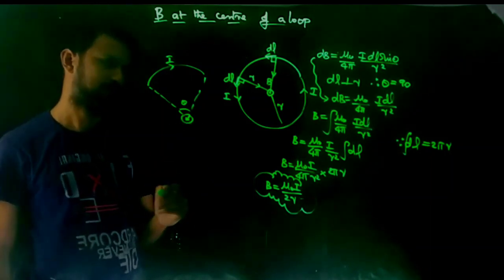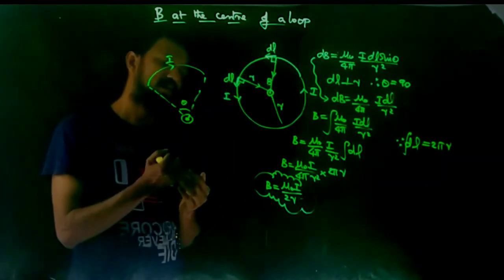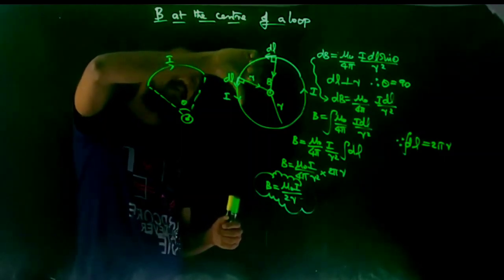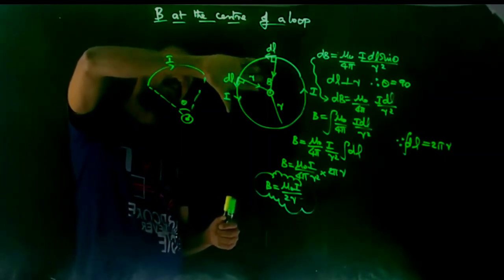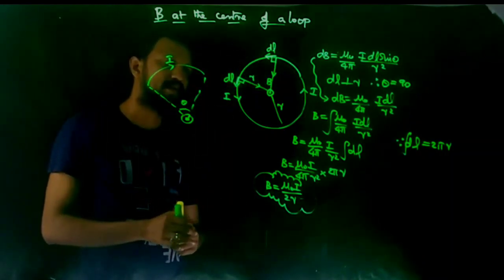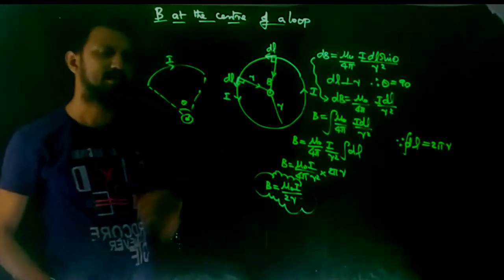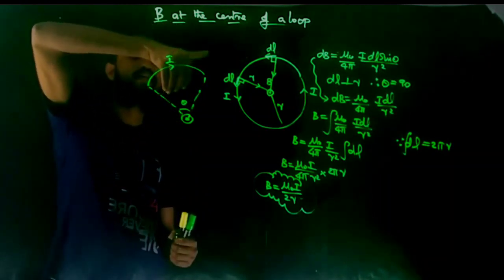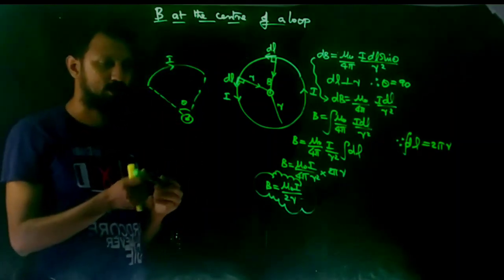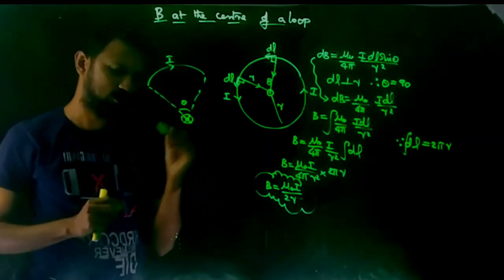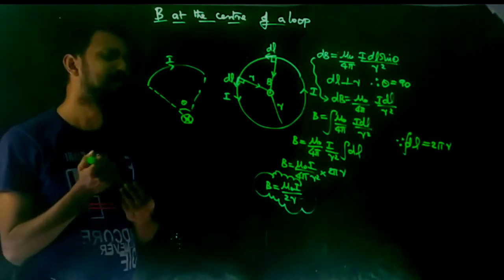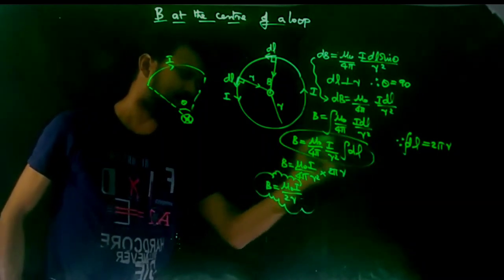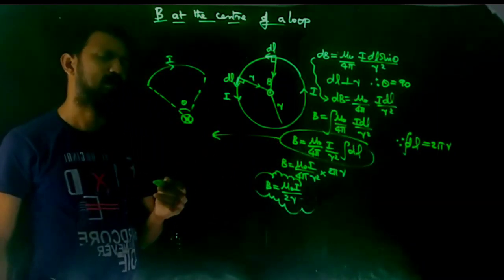In this case, if we use the right hand grip rule, if the thumb denotes the direction of current, then the curled fingers represent the direction of the magnetic field. Okay. Then, in this case, we can derive up to this point in a similar manner, as in the case of the full circular loop.